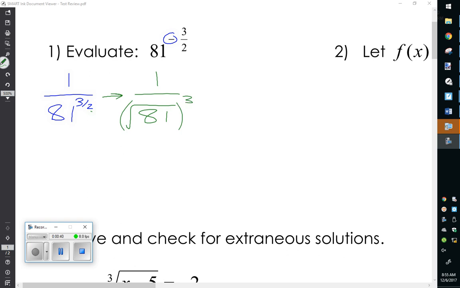What is the square root of 81? What number multiplies together to get you 81? 9, and then it is 9 cubed. So 9 times 9 times 9. The answer is 1 over 729.